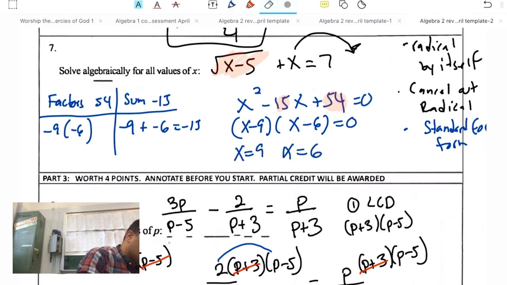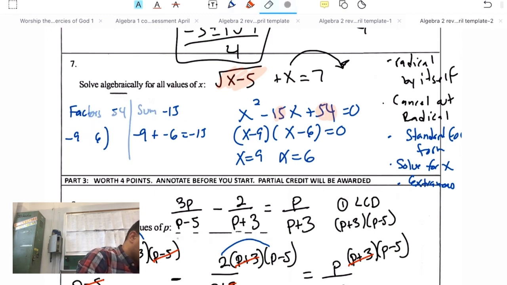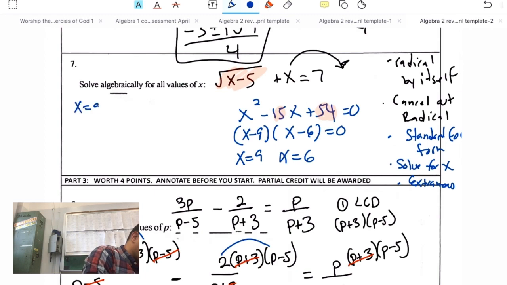Okay. After we write in standard form, we solve for x. And then we're going to check for extraneous roots. So if I do that, looks like that works actually. Okay. I want to check for extraneous roots for x equals 9, x equals 6.